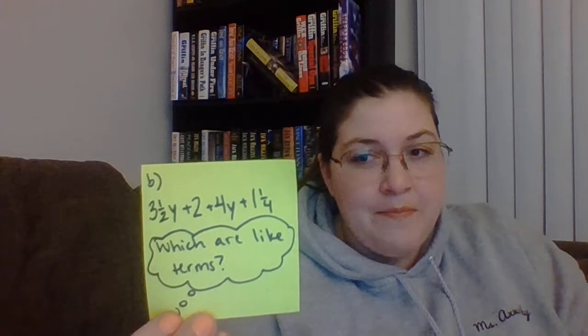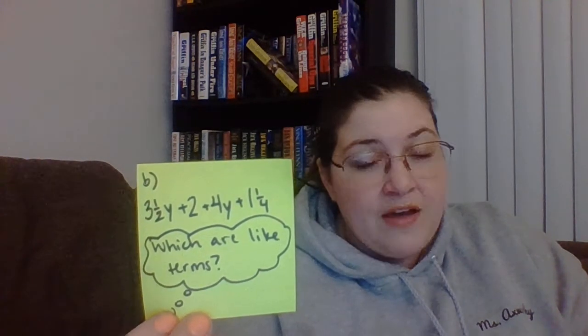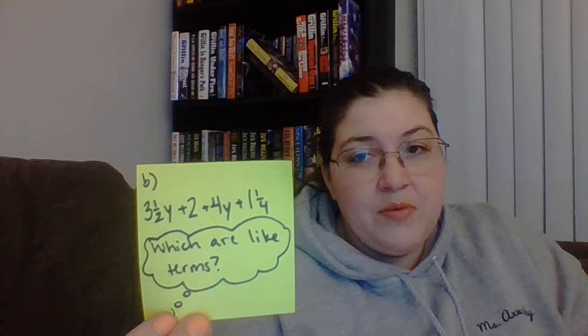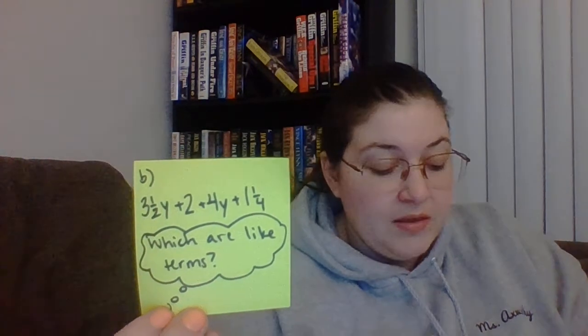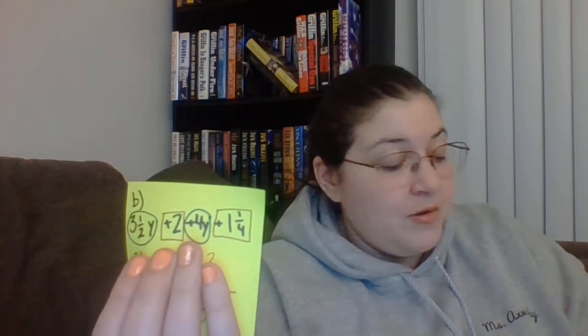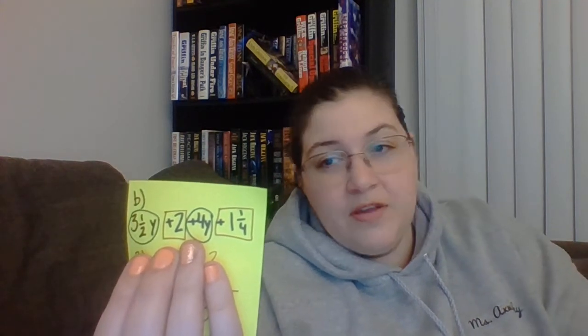Let's look at the next one, B. Again, we're going to look at our expression and we're going to say which are our like terms. Which ones can I combine? 3 and 1/2 y plus 2 plus 4y plus 1 and 1/4. All right, this one's a little trickier. I have 2 of the same variable. And then I've got some constants. I have no variable with 2 and with 1 and 1/4.